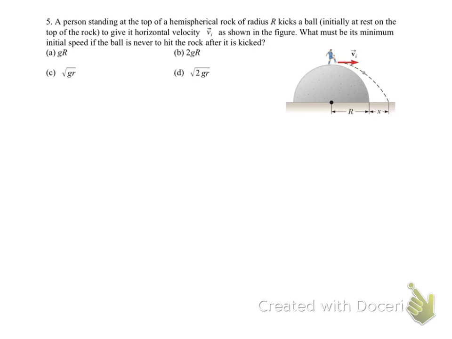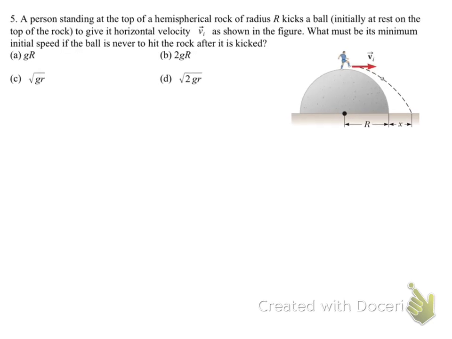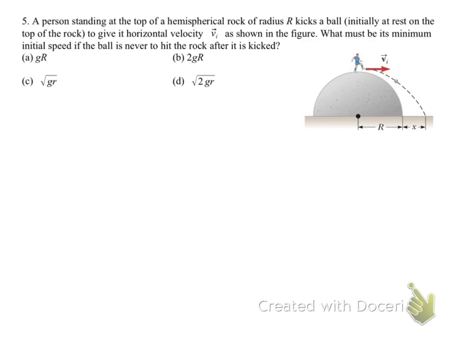Question number 5 asks: there is a person standing at the top of a half-spherical rock of radius r, who kicks a ball initially at rest on the top of the rock to give it horizontal velocity vi, the initial velocity vi as shown in the figure. What must be its minimum initial speed if the ball is never to hit the rock after it's kicked?